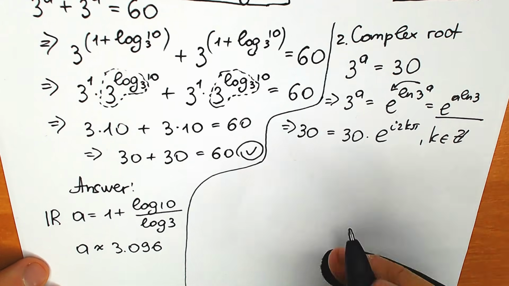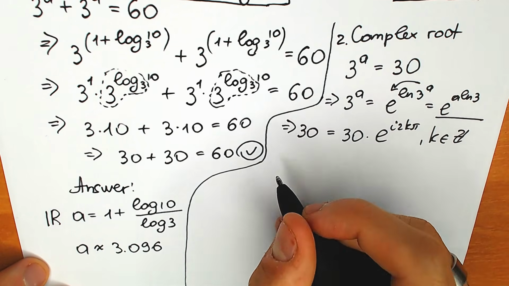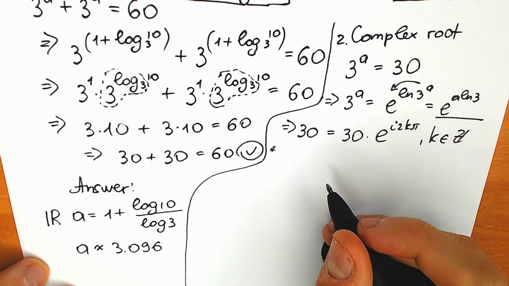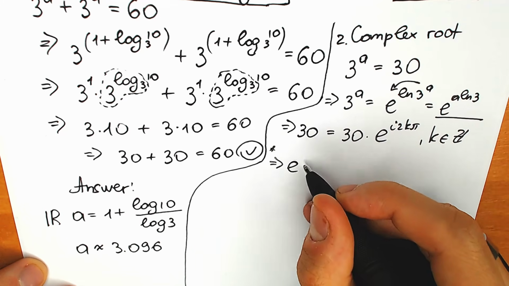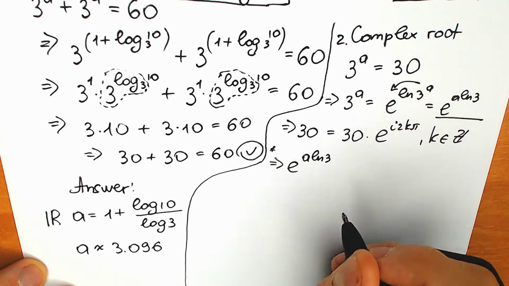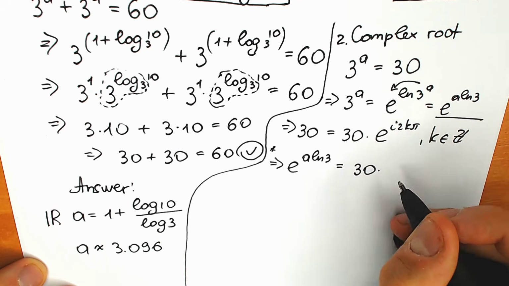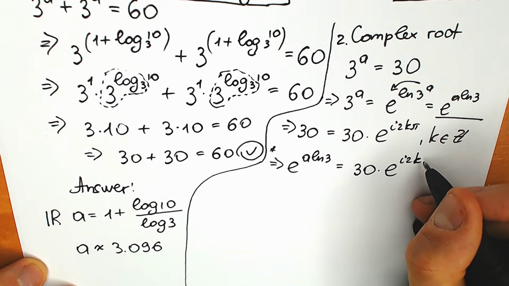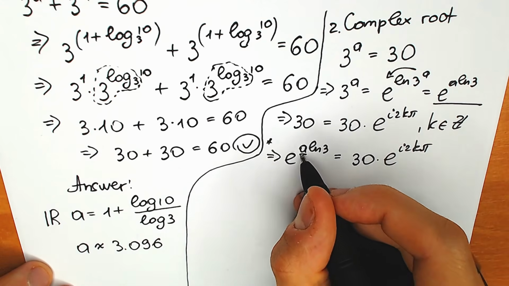And right now, instead of this 3 to the a, let's plug in this expression. Instead of 30, let's plug in this one. So let's start from here. Instead of 3 to the a, we're going to plug in e to the power a natural log 3, equal to, instead of 30, 30 times e to the power i to k pi. And from here, we need to find our a.